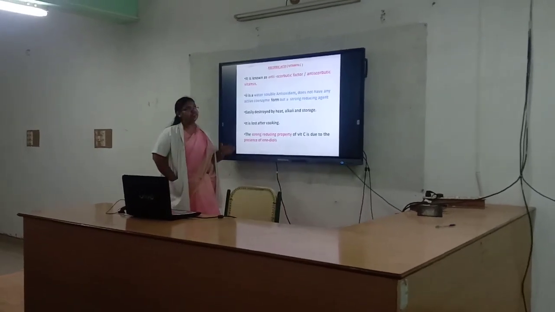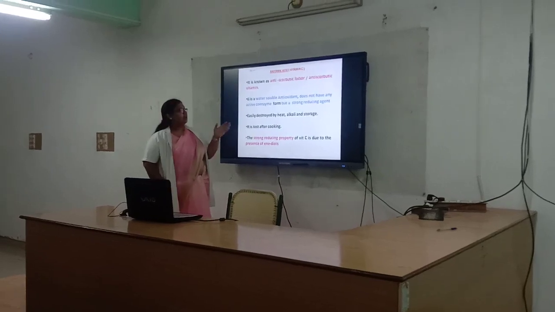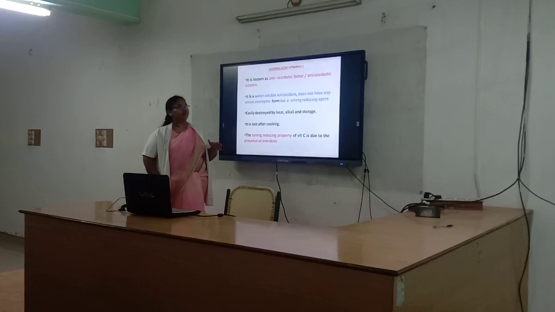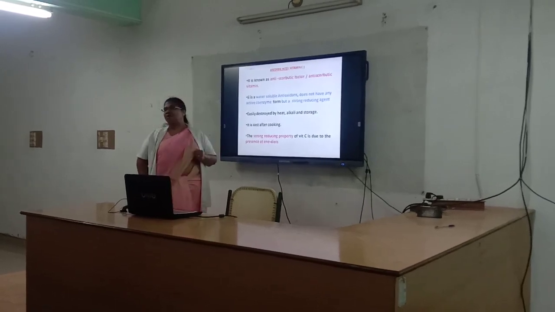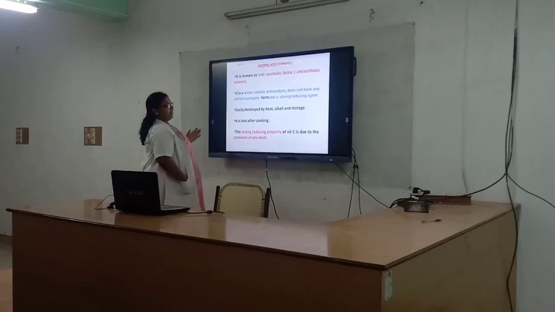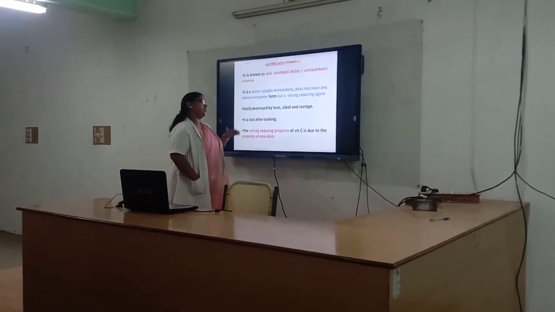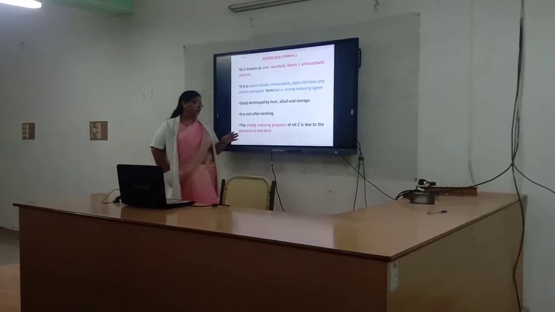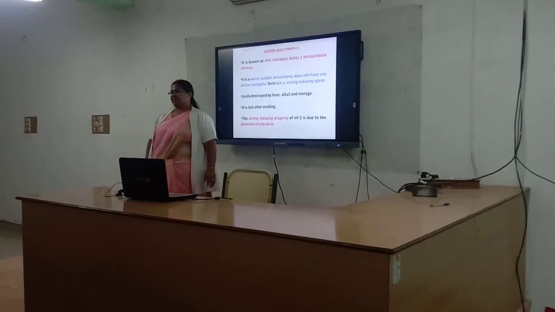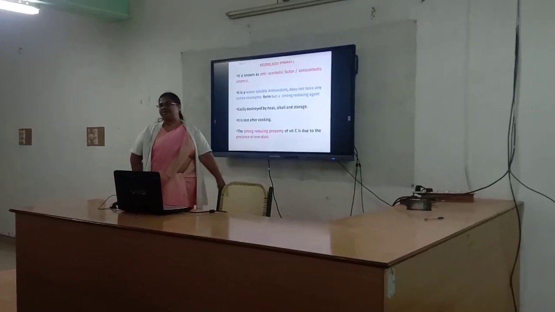Ascorbic acid is otherwise known as anti-ascorbutic factor or anti-ascorbutic vitamin. It is water soluble, an antioxidant, does not have any active coenzyme, but is a strong reducing agent. It can be destroyed by heat, alkali, and storage, and vitamin C is also lost after cooking. The strong reducing property of vitamin C is associated with its enediol group in the structure.